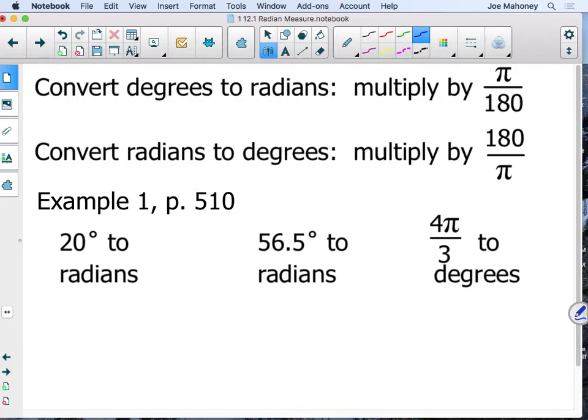If you're in your textbook and you take a look at example 1, there's a few examples here. I want you to take a look and see if you can figure those out. I'll wait, don't worry, pause the video.